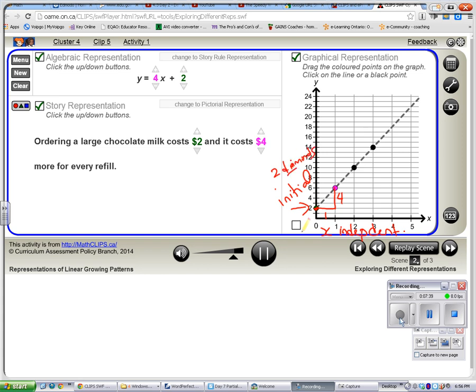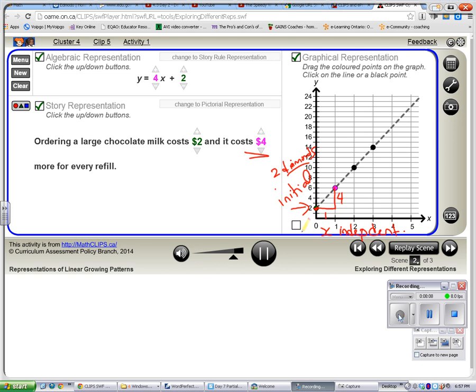So that was like my 2 diamonds. But in this case, instead of describing patterns with 4 stars and 2 diamonds, I have a story representation. And that is that when I ordered a large chocolate milk, it costs $2 and it costs $4 more for every refill. That's kind of a ripoff, but that makes sense to us. So apparently they want us to buy the chocolate milk, but they're less likely to ask us to refill.